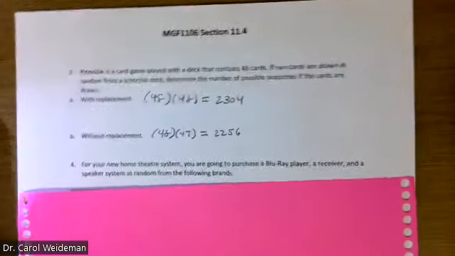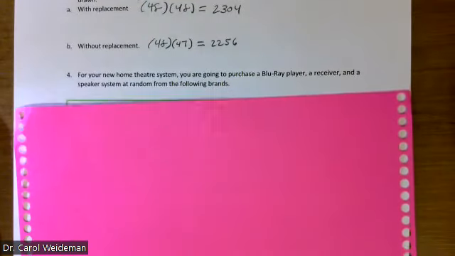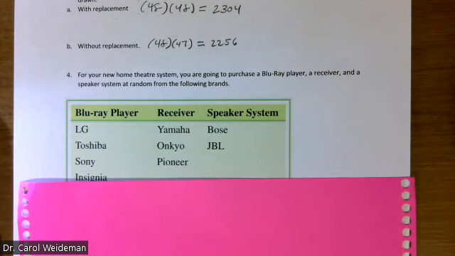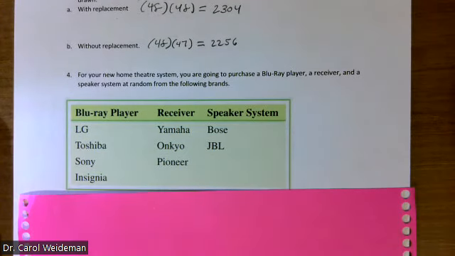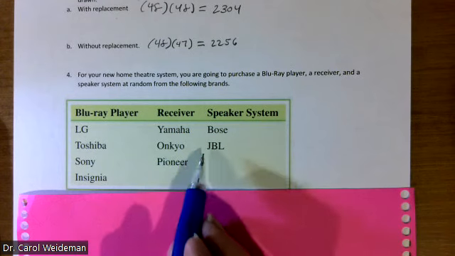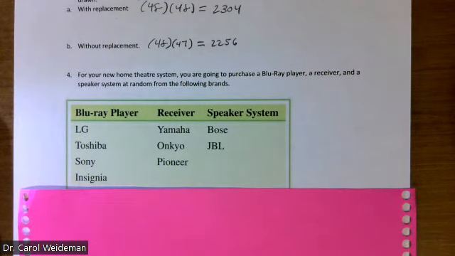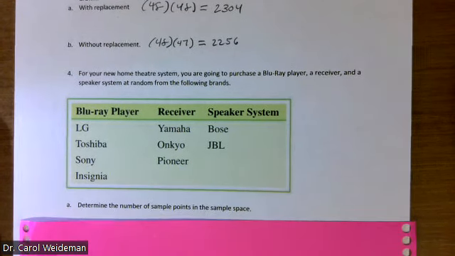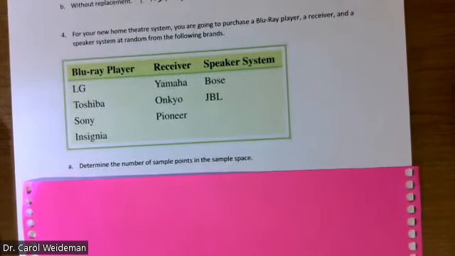All right. So now this time we're going to have a home movie theater system, and you're going to purchase 3 parts to it. You're going to purchase a Blu-ray player, a receiver, and a speaker system. And here's the options that you have. So the first question is, how many sample points do we have in the sample space?